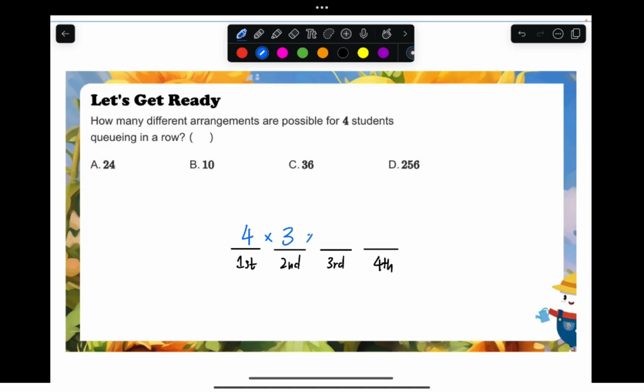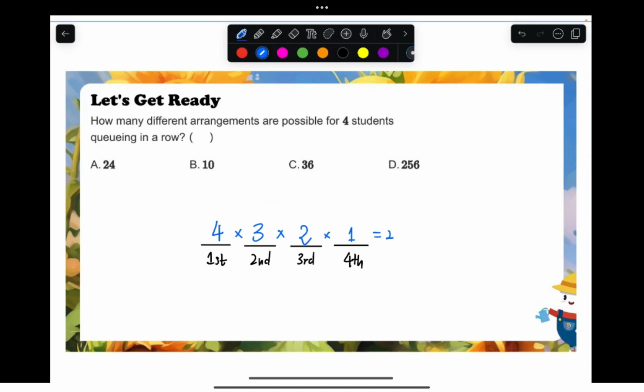Now the third place will only have 2 students left for you to pick. So that's why this is a 2. And then finally, for the fourth place, there is only 1 remaining student for you to pick. So that's why it is 4 times 3 times 2 times 1, which is 24. So there are 24 such combinations. There are 24 arrangements.